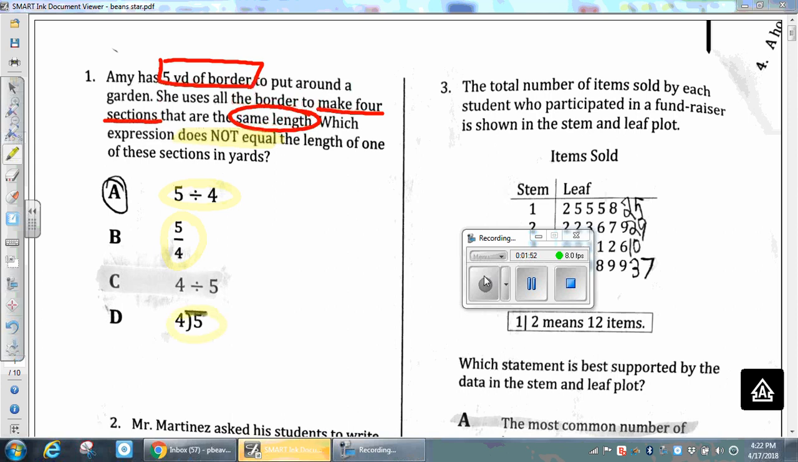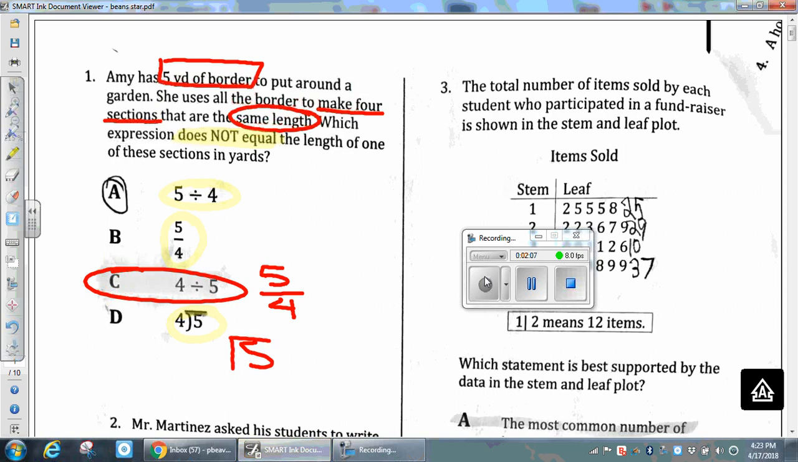So the correct answer here was this one, because you are dividing the 5 yards of border into 4 equal sections. Whether you divide it as a fraction, as a long division, or horizontally like it is written here, all 3 are equivalent. The only one that is not is C.